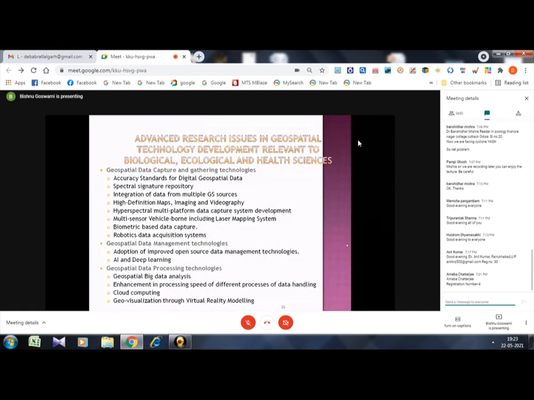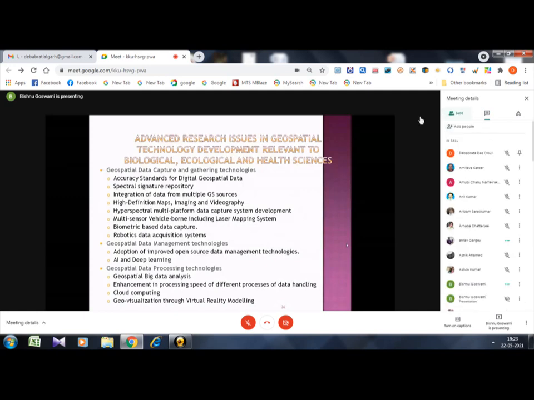We have the spectral signature repository. This gets spectral analysis of objects, and we can get the spectral signatures such as of oxygen and ozone. And this is also being done in other planets, in astrobiological realms, such as in Mars and some moons of Saturn, like Titan, and moons of Jupiter. It also involves integration of data from multiple geospatial sources. This is also an avenue of research. We can have high definition maps, imaging, and videography as a part of research. And so there are all of these kinds of work being done.